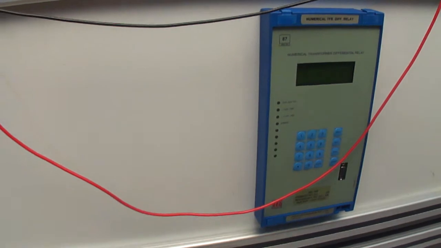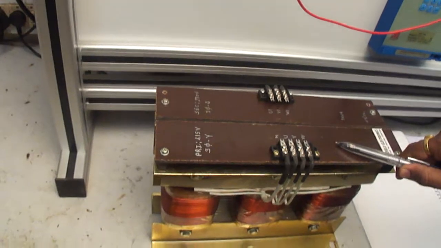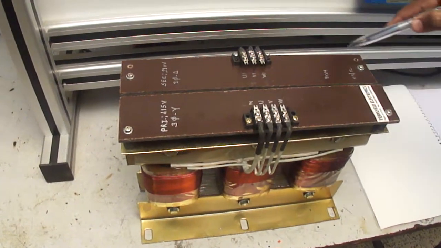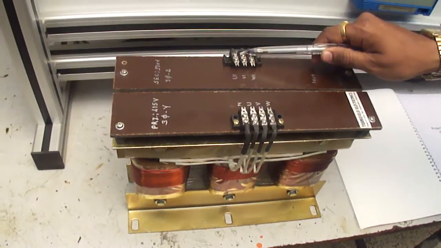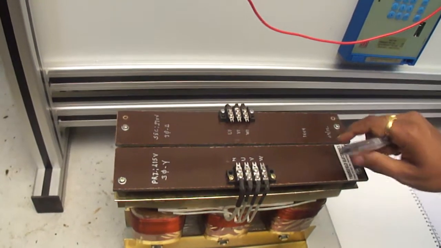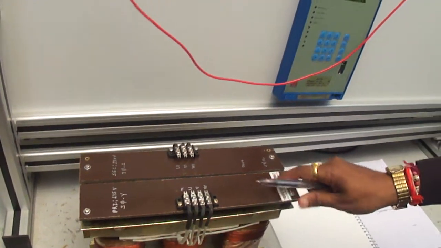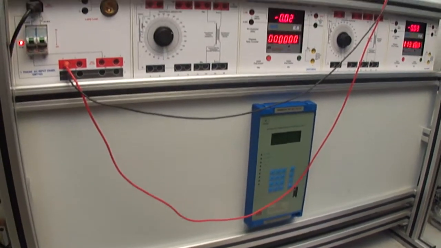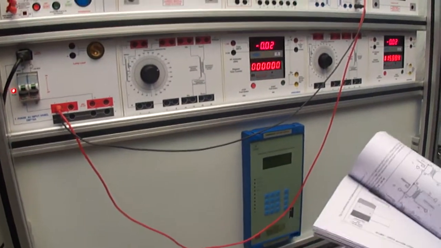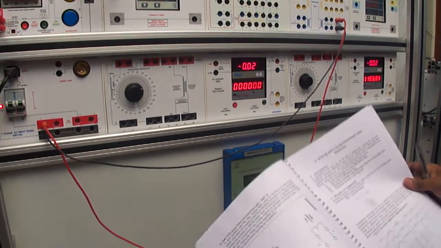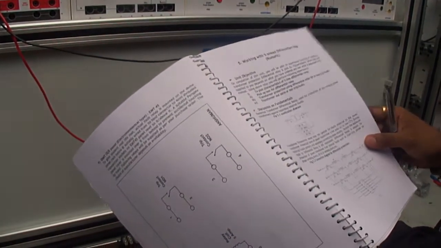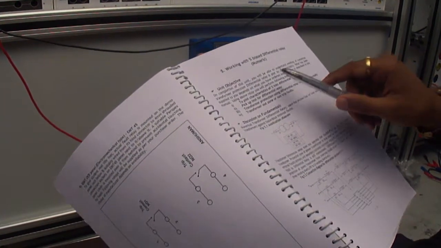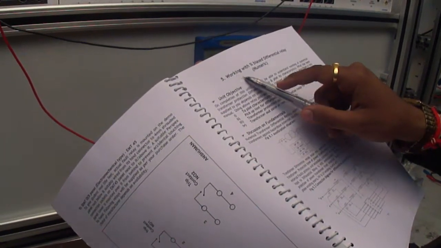With this complete setup, one transformer is also provided. This transformer is under protection. It has a primary as well as a secondary. This is a 3-phase transformer. This is the manual for this transformer protection relay panel. In it, you can perform different types of experiments.